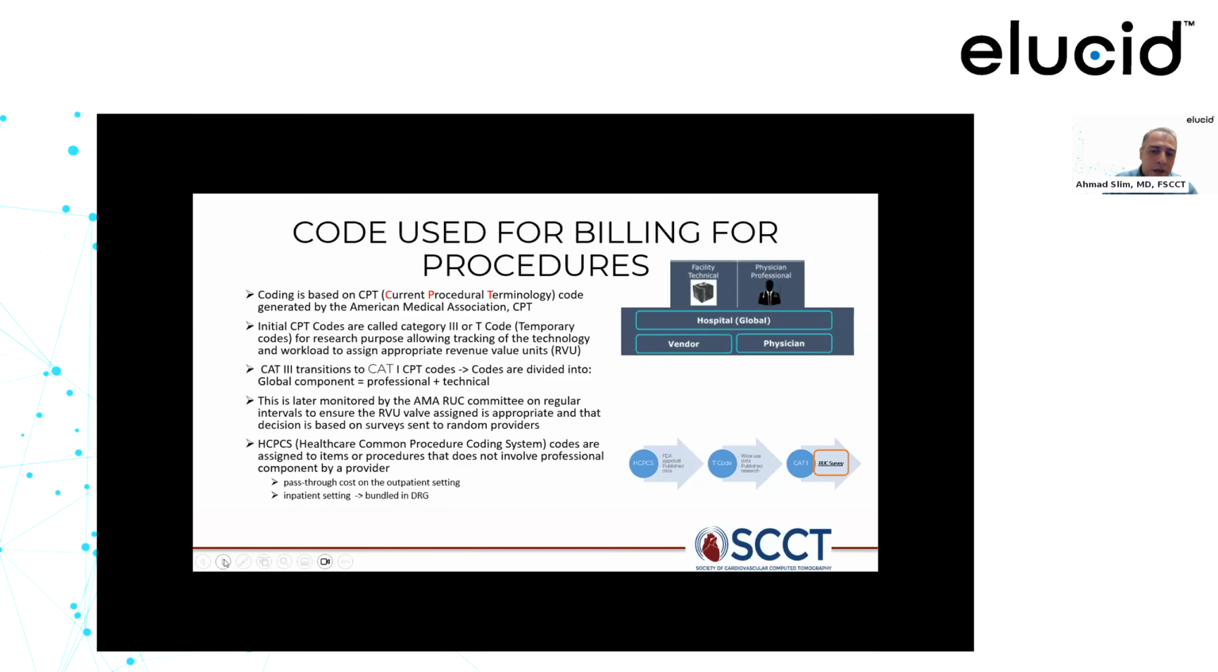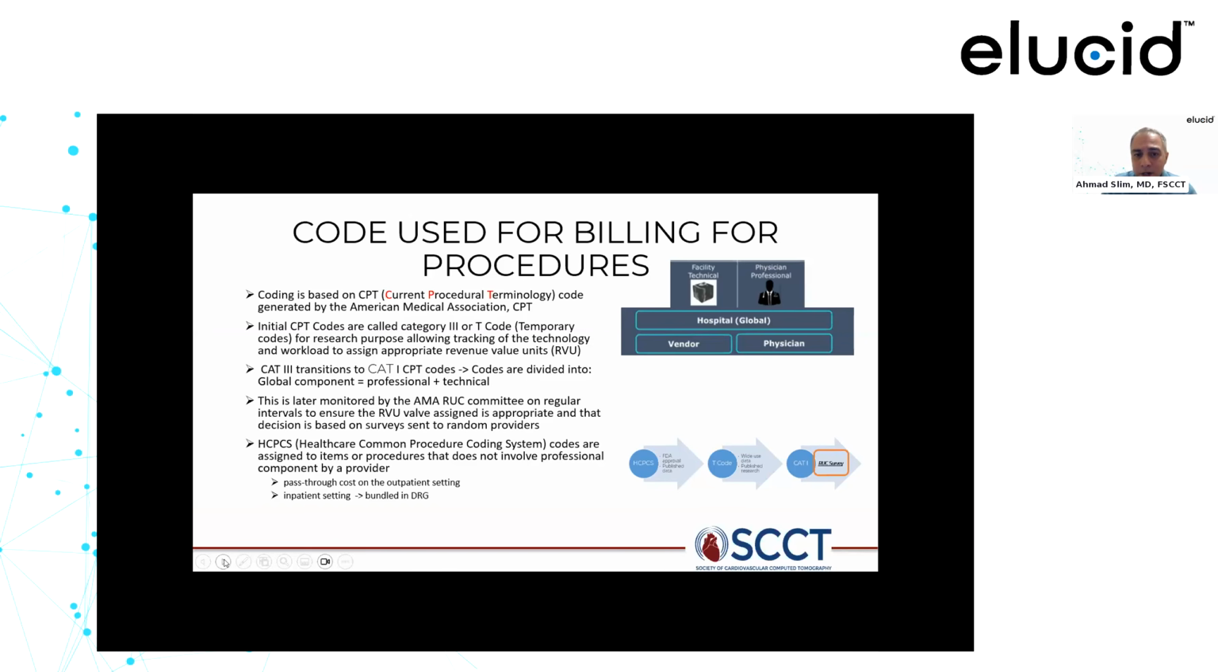Once that technology gets FDA approval, and it has a little bit of an increased utility, then it goes to a Category 3 code. And a Category 3 code is a temporary code that is divided into mostly two components: a professional component, and that's the workload of the provider, and a technical component. And this is for tracking purposes, because we still have not assigned RVU value to a Category 3 code. We assign it only to Category 1. So this would allow us to build a database.